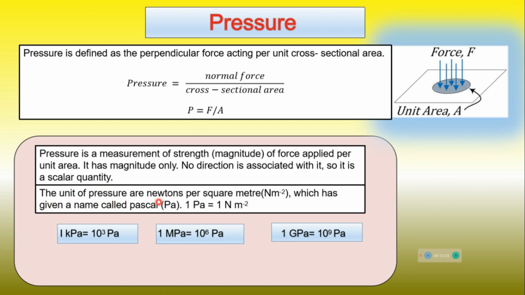The unit of pressure is Newton per square meter. The unit of force is Newton. The unit of area is meter square. So the unit of pressure is Newton per meter square, and it is also called Pascal, which has been given a name. 1 Pascal is equal to 1 Newton per meter square. 1 kilopascal is equal to 10 to the power 3 Pascal. 1 megapascal is 10 to the power 6 Pascal. 1 gigapascal is 10 to the power 9 Pascal.